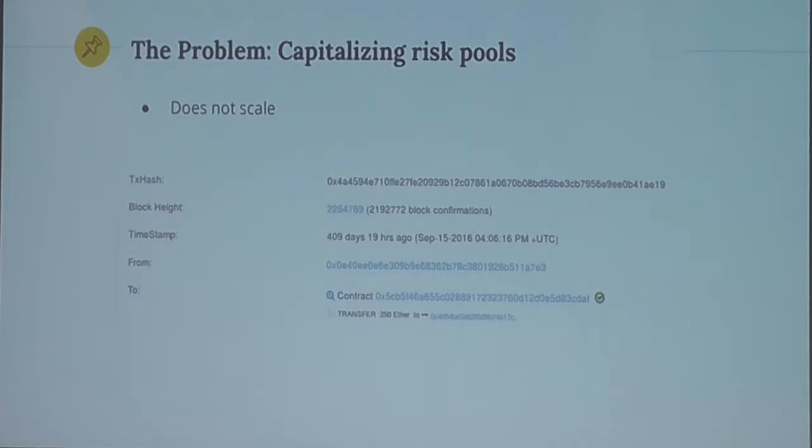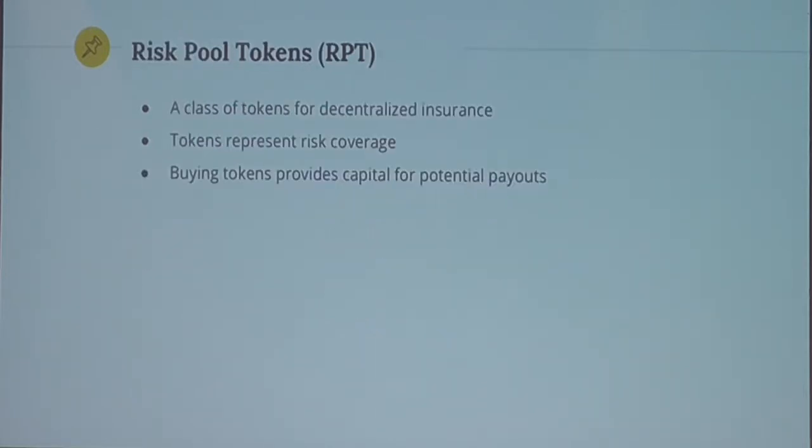And the proposed solution is tokens. We call them risk pool tokens. It's a class of tokens which works in a decentralized insurance system. And in fact, we have seen a few mentions of this already. Hugh has mentioned tokens to capitalize the risk pools. We have seen it in a few other systems today. And the concept is relatively easy. You buy those tokens, and by buying those tokens, you provide capital for those risk pools.